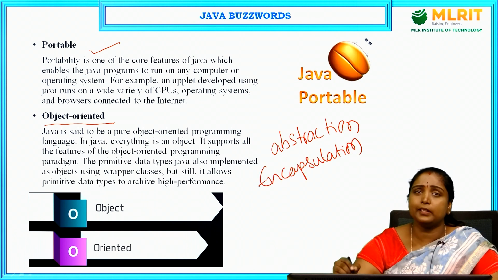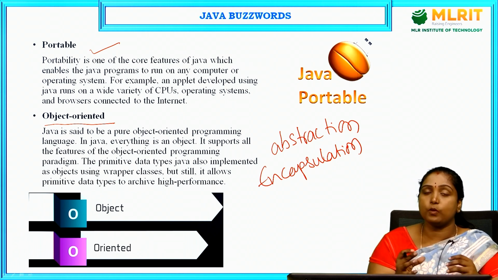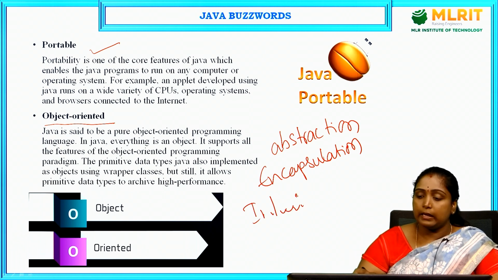What is encapsulation? Binding the data members and member functions together inside one thing is known as encapsulation. So that is one of the object-oriented programming concepts, as we have seen in the last session. And the next one is inheritance.